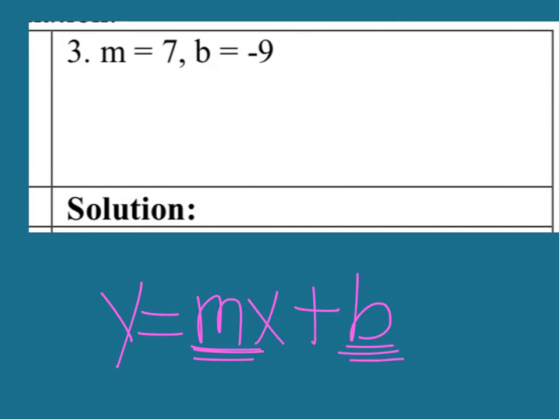This one's easy peasy because it gives us an m, or a slope, and it gives us the b, or the y-intercept. So all we need to do is plug it into those two places in my equation. So if I'm doing y equals mx plus b, it told me right here that m is 7, so we're going to replace m with 7. And it told me that my y-intercept was negative 9. So y is equal to 7x minus 9.